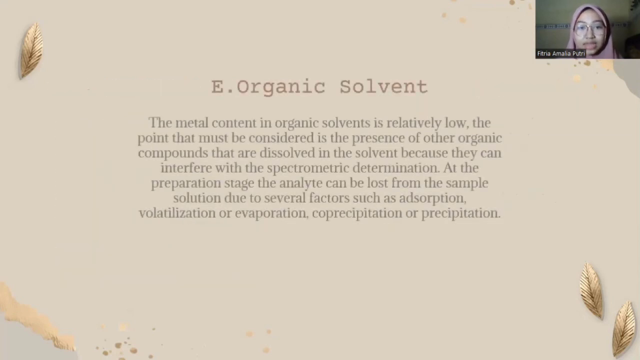And the last is organic solvent. The metal content in organic solvent is relatively low. The point that must be considered is the presence of other organic compounds that are dissolved in the solvent because they can interfere with the spectrometric determination.